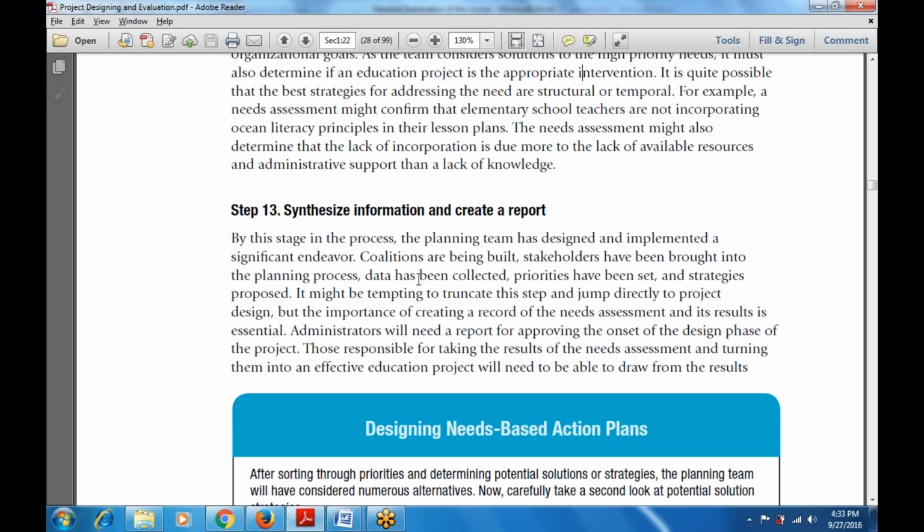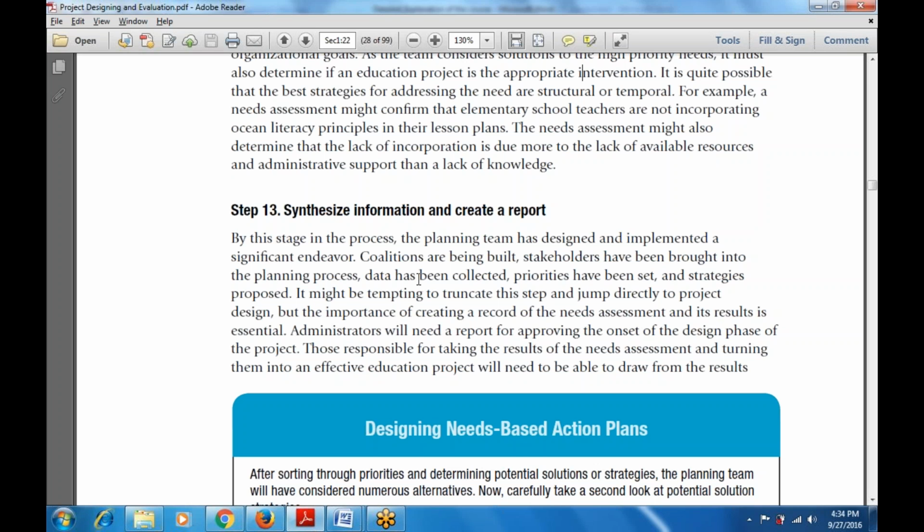Whatever the results, whatever the data that is available, it is turned into an effective education project, from which they draw decisions and plan, and also create a report. Yes, this is the step after the design phase. This step is used for the onset of the design phase of the project.